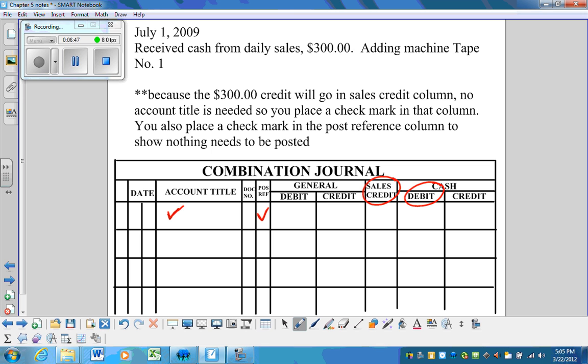Okay, so your cash is going up $300, and your capital or your sales are being increased by $300. And that's coming from till take 1. And you can fill in a date on the first as well.